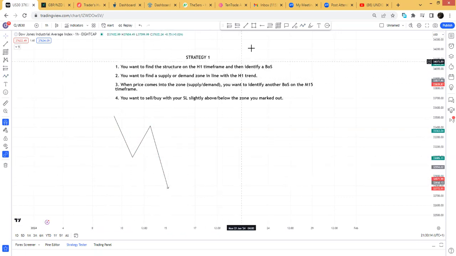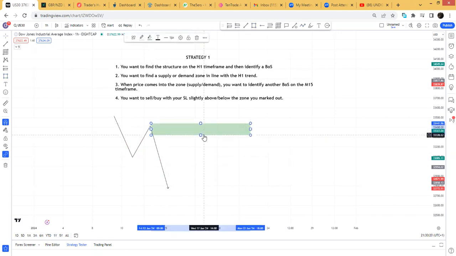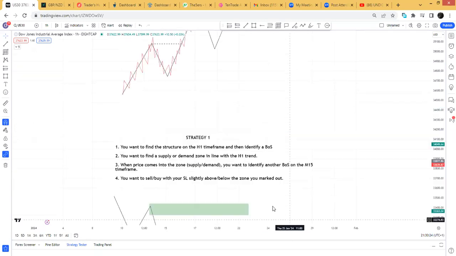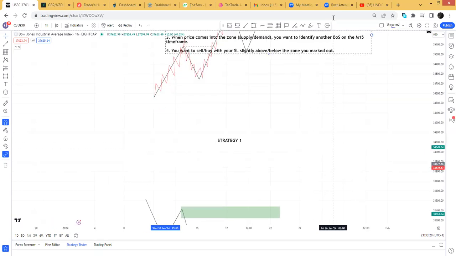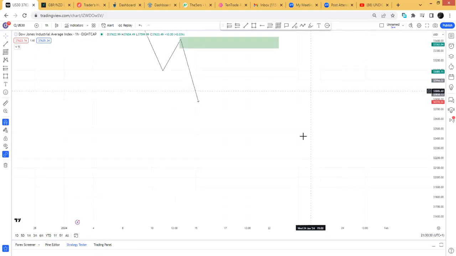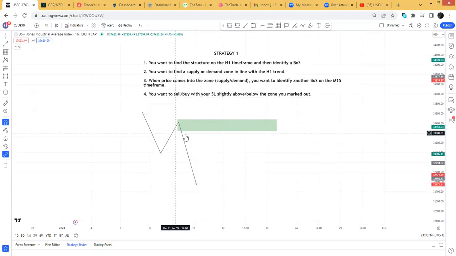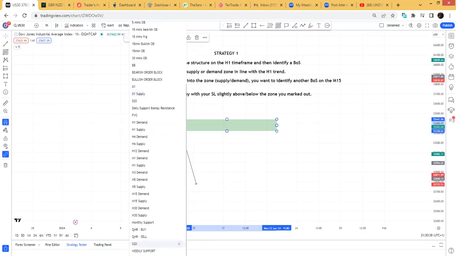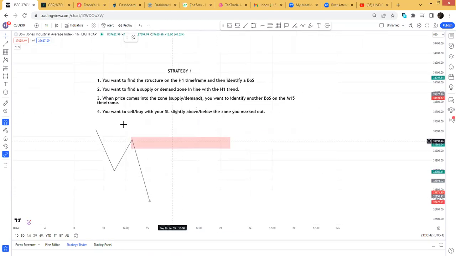You are now going to do what? You are going to mark out the supply. And remember, supply is what? The supply is the last what? Can someone tell me? Just like I said here, supply is the last green candle before a drop. Okay, before a drop, that's your supply. It's the last green candle. So you are simply going to mark that out. Okay, this is the 1 hour chart.